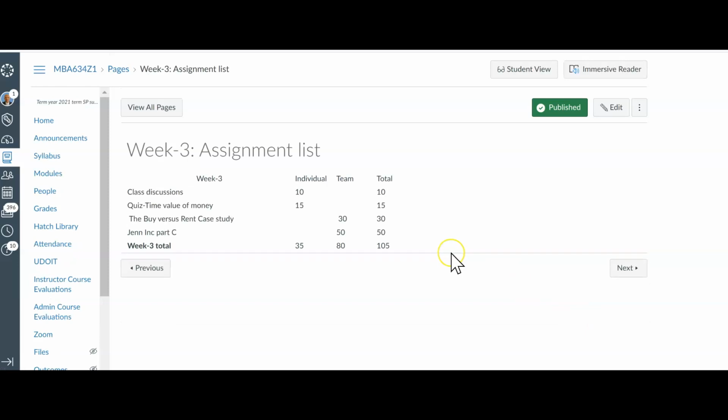As far as the assignments are concerned, I have 2 team assignments. One is the buy versus rent case study, where you're going to learn how to do calculations for like mortgage payments, putting together a mortgage schedule, etc. Jennings Part C is a team assignment also. Class discussion, and there is one quiz, time value of money related, that I recommend you watch the videos, and I think it's going to help you to be able to do that.